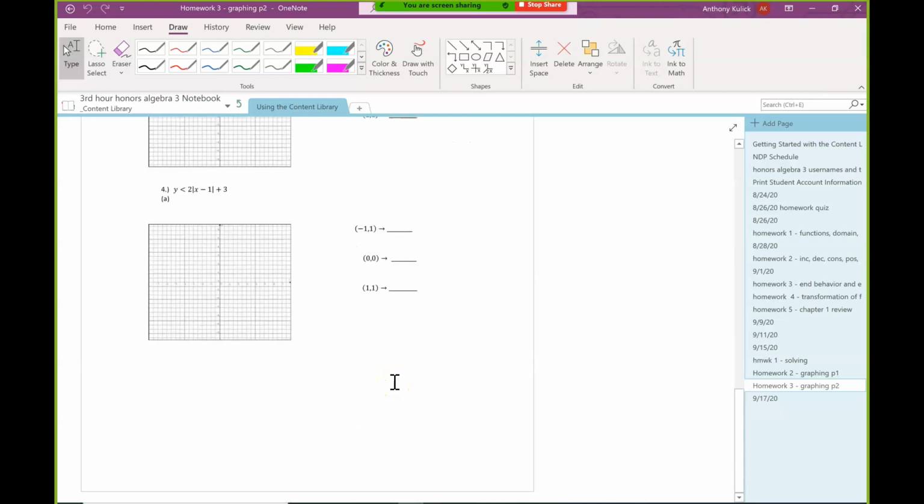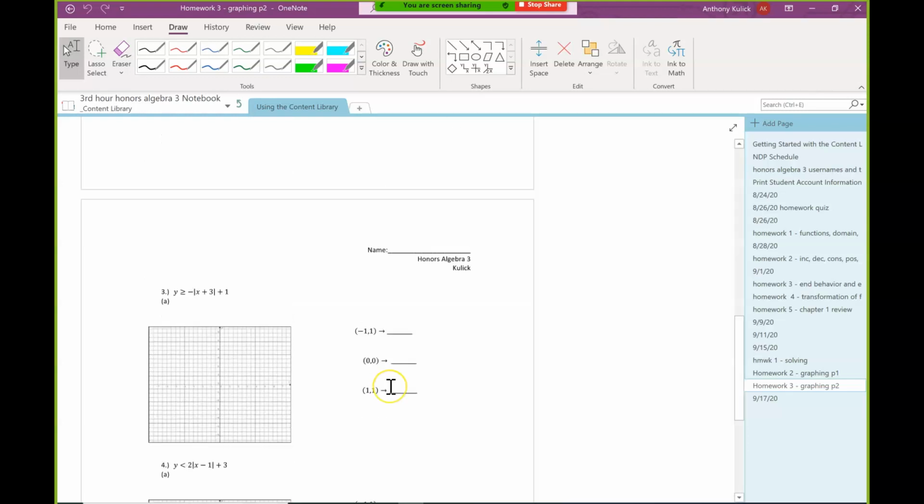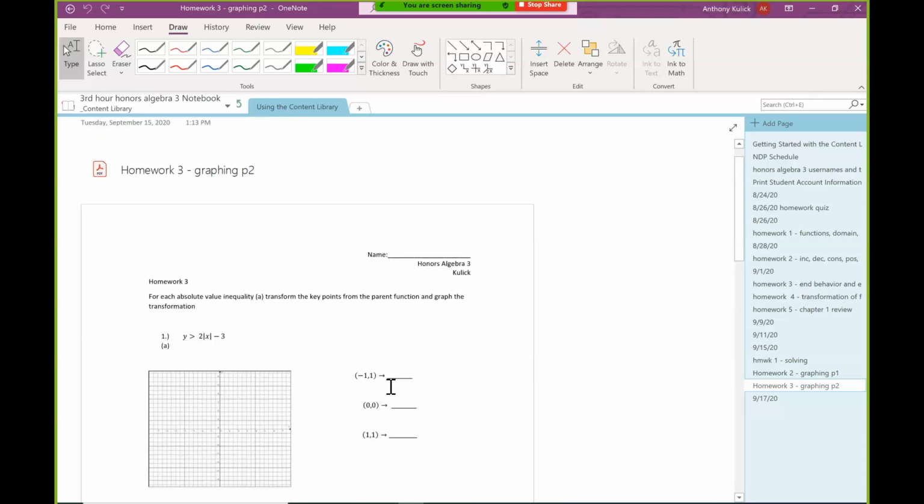I'll post here by the end of the day a modeling one. It'll just be like 3 or 4 questions similar to what these graphing ones are. It won't be tremendously long. I think that's plenty to get the hang of things.